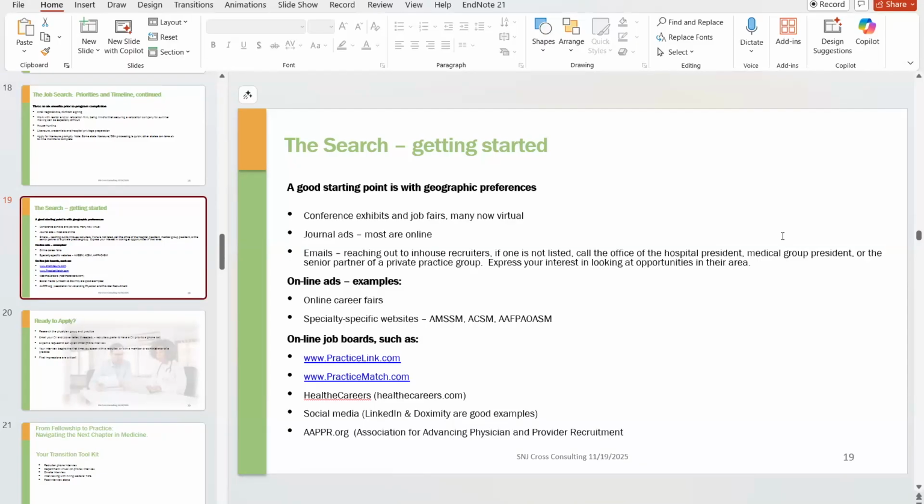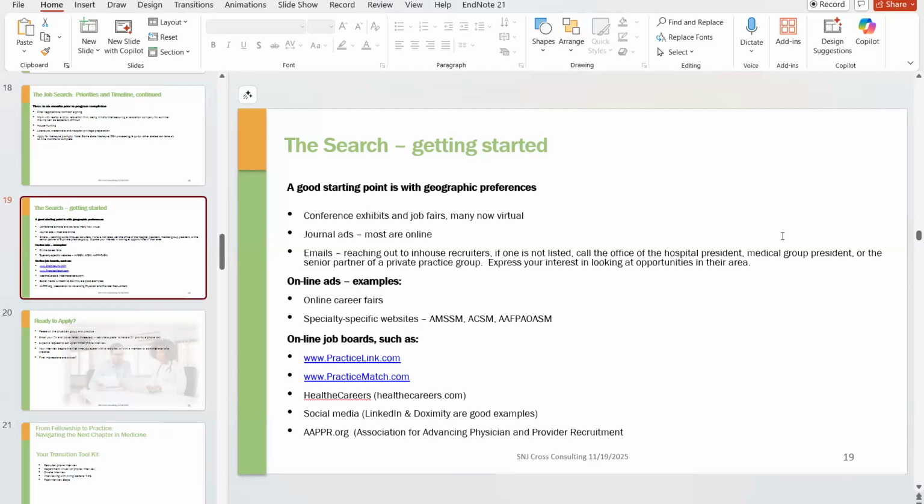But career fairs are always a good place. Go visit them at the booths, see what their openings are going to be. I listed some specialty sites that you can also look at. We do a lot more online.